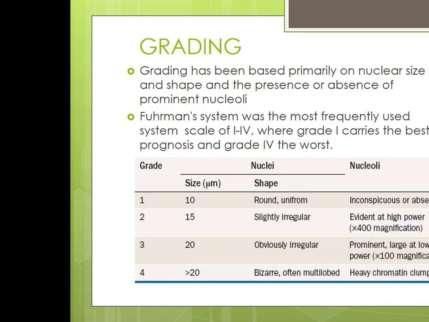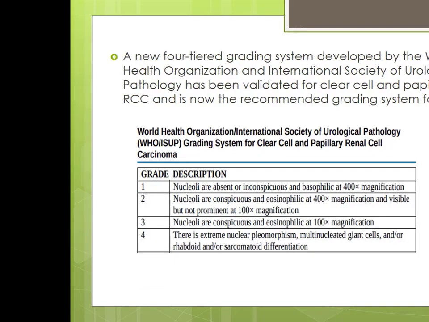In grade 1, the size of the nucleus is 10 micrometer, the shape is round and uniform, the nucleoli is inconspicuous or absent. In grade 2, the size of the nucleus is 15 micrometer, the shape is slightly irregular, and the nucleoli are evident at high power 400 magnification. In grade 3, the size is 20 micrometer, the nuclei is obviously irregular, and the nucleoli are prominent, large at low power magnification. In grade 4, the nuclei are greater than 20 micrometer. The shape of the nucleus is bizarre, often multi-lobed, and the nuclei appear as heavy chromatin clumps.